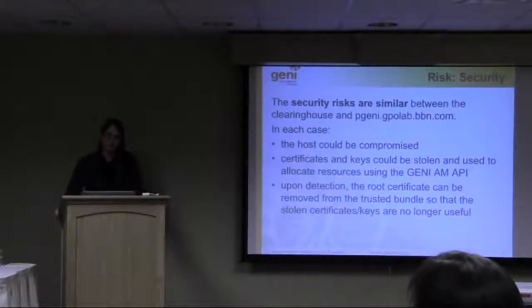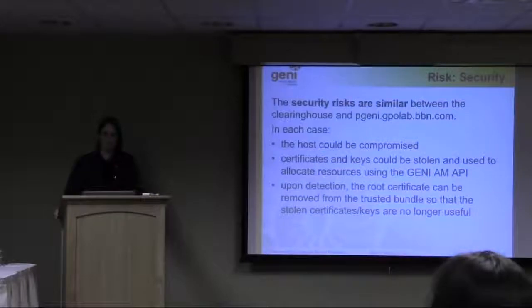All right, so the second area where there might be some risks has to do with security. We believe that the security risks are similar between the Clearinghouse and the existing GPO ProtoGENI instance, which I sometimes refer to in the slides as PGENI GPO Lab BBN.com. In both cases, the host could theoretically get compromised, certificates and keys could be stolen and used to reserve resources at an aggregate. And in both cases, if this was detected, the root certificate could be removed from the trust bundle so that the stolen certificates and keys were no longer valid. So this risk is comparable in these two cases.